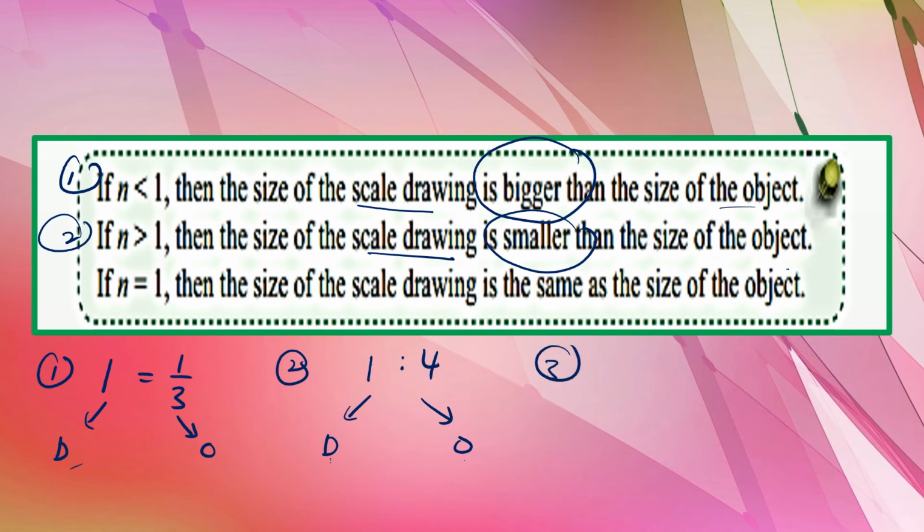So number 3, what if n is equal to 1? If they are equal, then the size of the scale drawing is the same as the size of the object. So let's look at the next example.